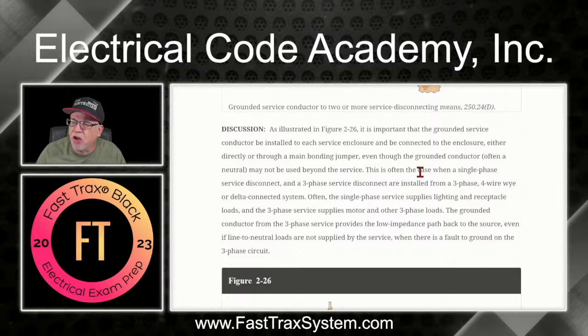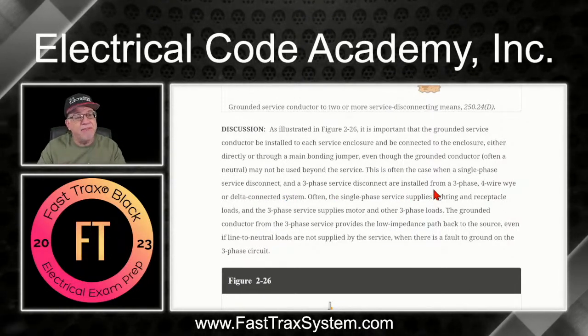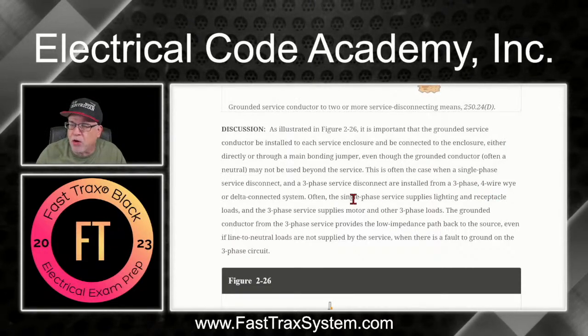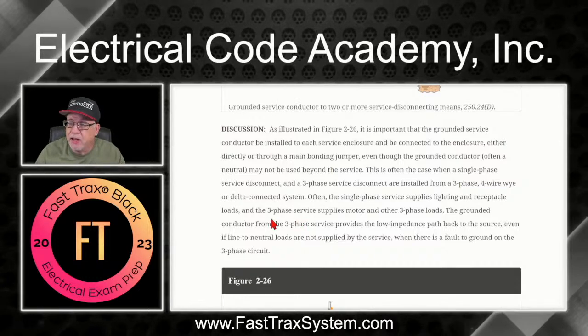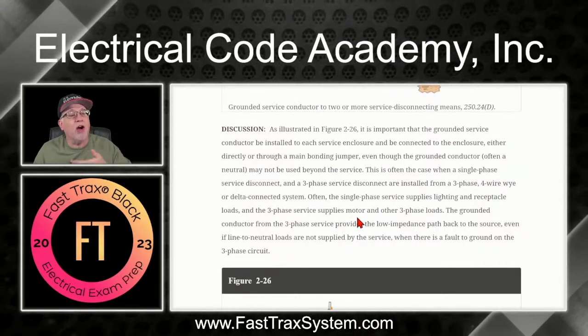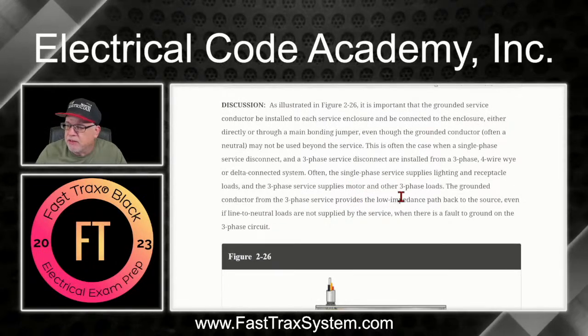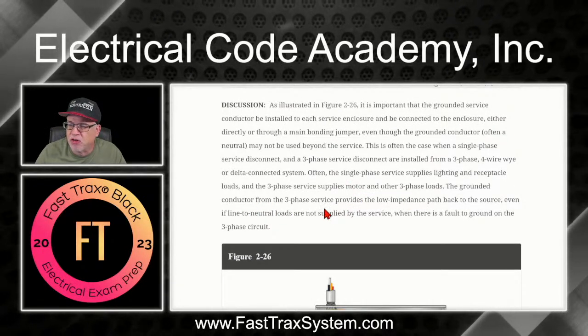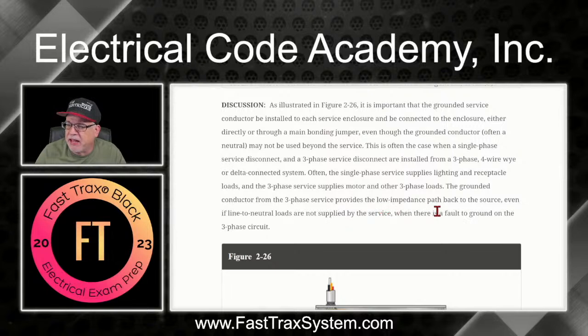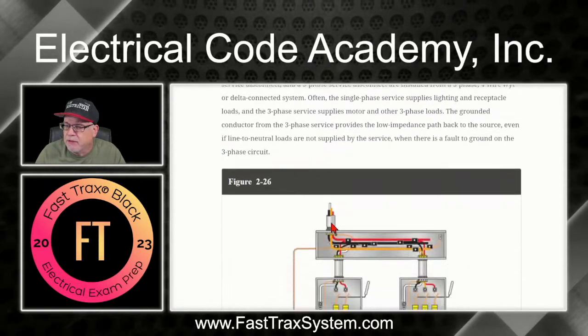It says, this is often the case when a single-phase service disconnect and a three-phase service disconnect are installed from, or derived from, a three-phase four-wire Y or delta connected system. Often the single-phase service supplies the lighting and appliance loads, okay? And the three-phase supplies things like the motors or other three-phase loads. The grounded conductor from the three-phase service provides the low impedance path back to the source, even if line to neutral loads are not supplied within that panel, okay? So this is a good example.